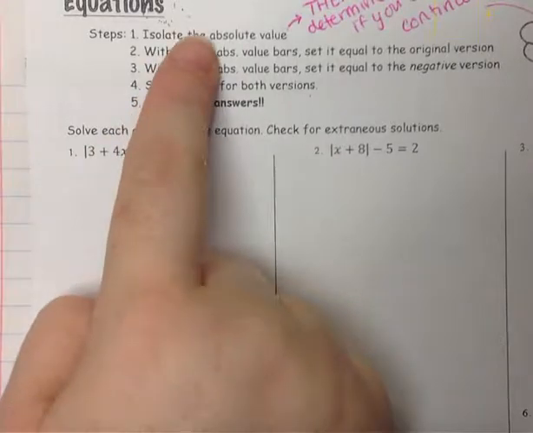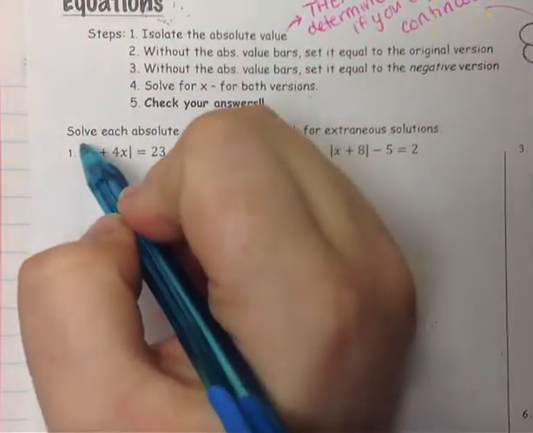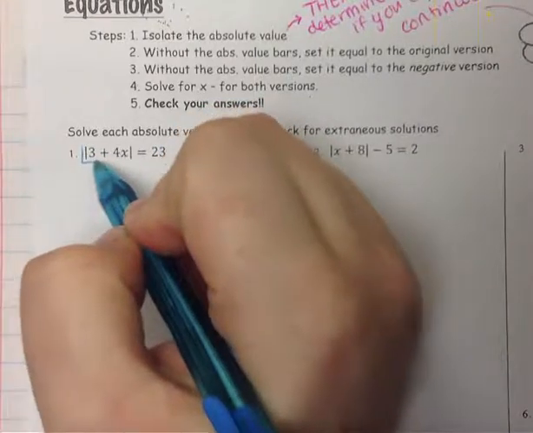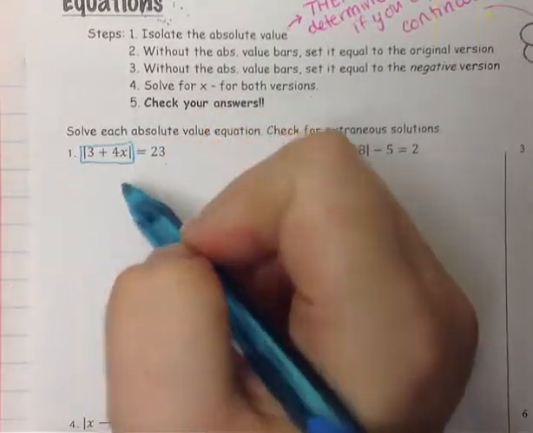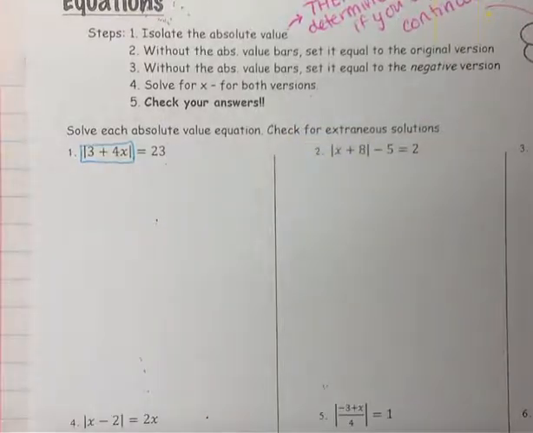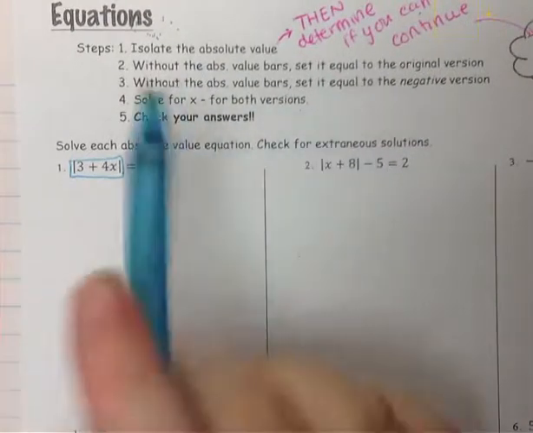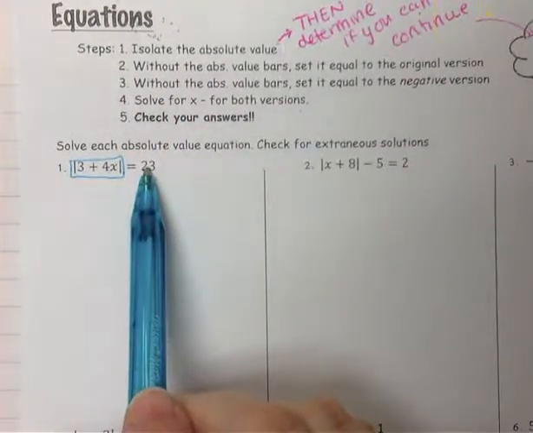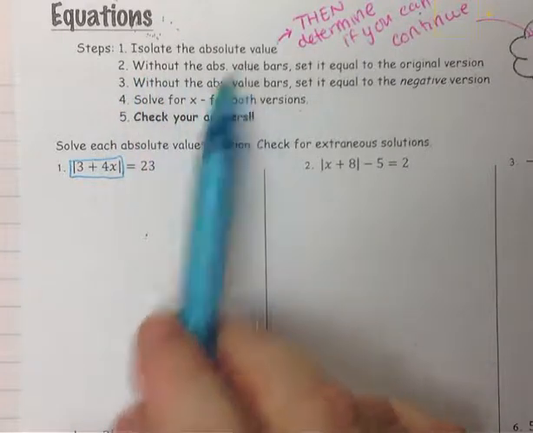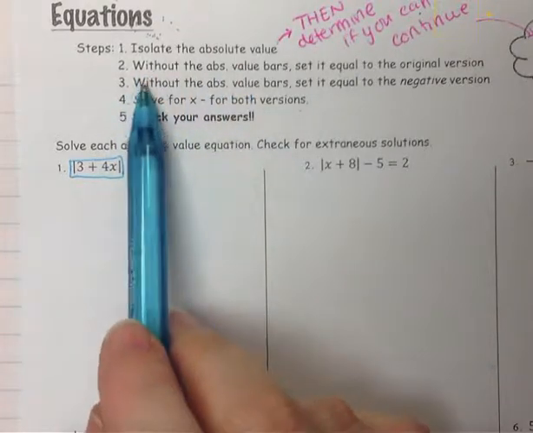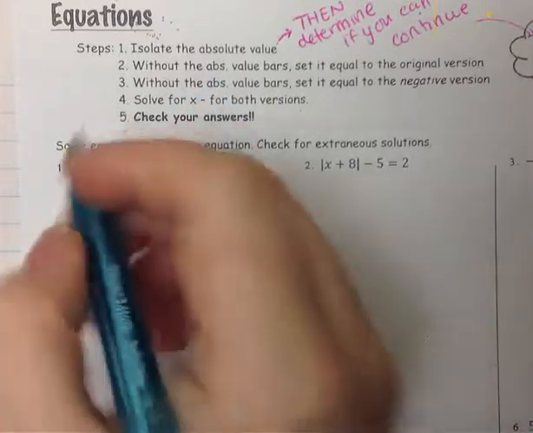So here, we're going to do a couple of examples. We want to isolate the absolute value. So I'm going to box up my absolute value in my light blue, and I need to make sure there's nothing attached to that light blue. Since nothing is attached, I have isolated it. Now determine if I can even continue. This number is positive, which means I can continue. So I'm going to go without the absolute values and set up my two equations.